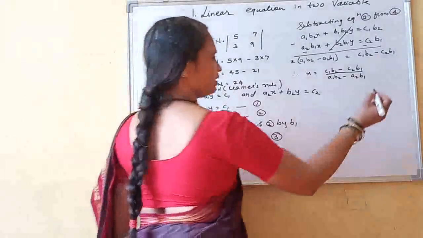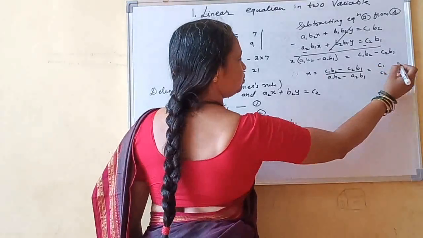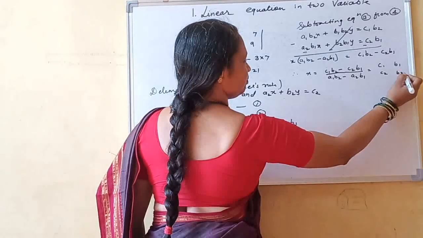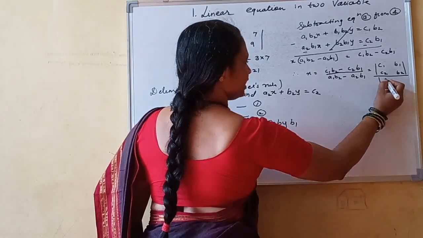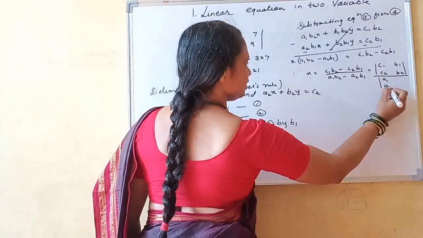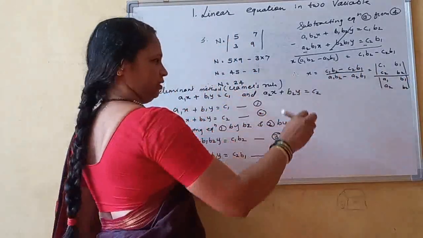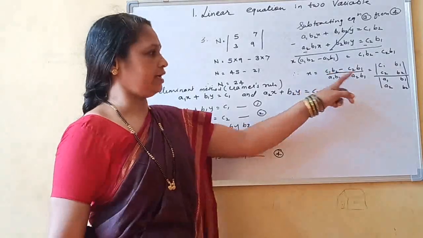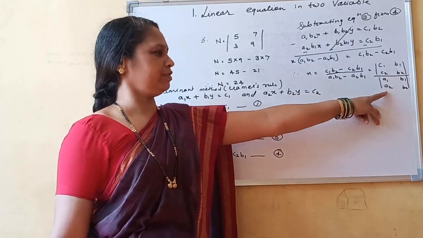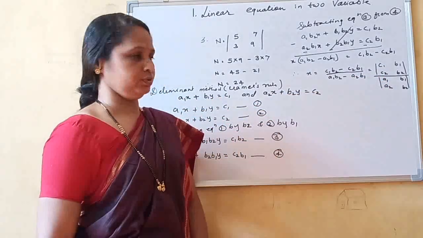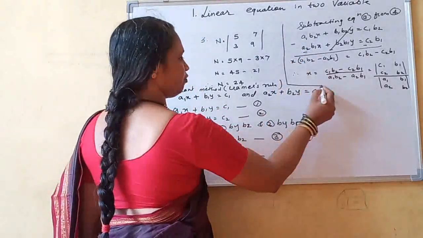Now see, this can be written in determinant form with c1 c2 and b1 b2 in the numerator, and in the denominator it can be written as a1 a2 and b1 b2. Means this can be written in determinants as the determinant of c1 c2 b1 b2 upon the determinant of a1 a2 b1 b2. Similarly, we can find it for y. Same way we can find it for y.